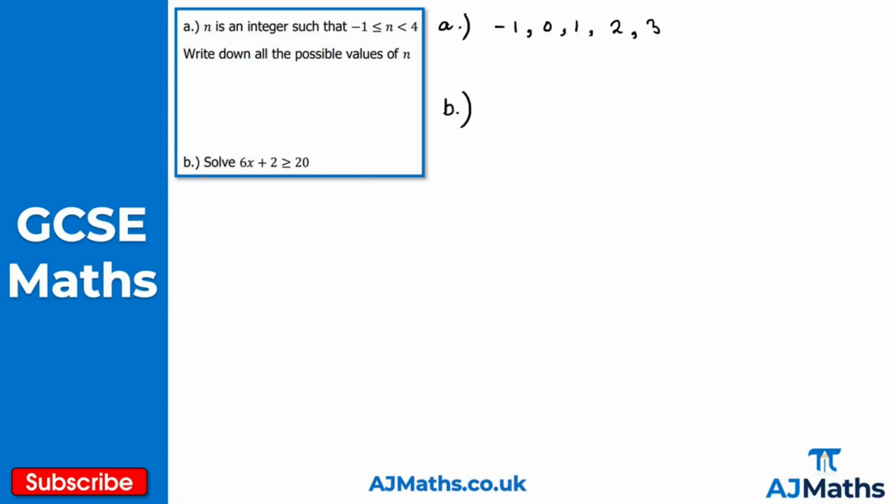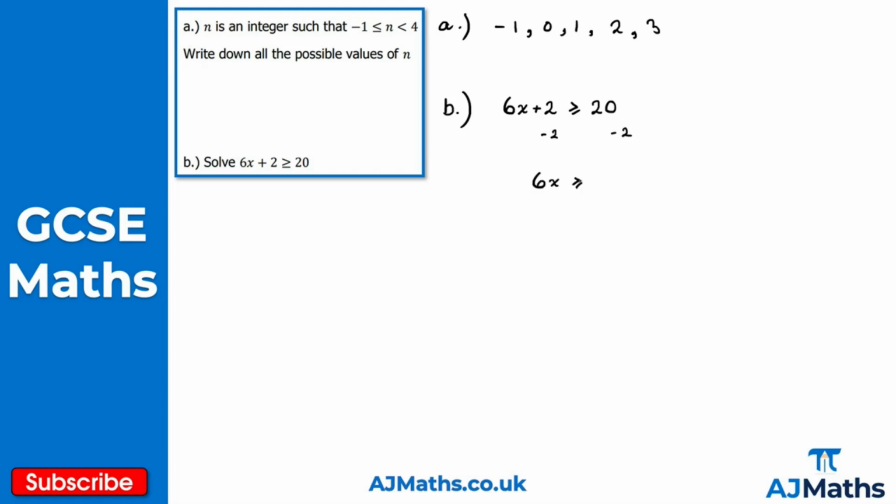We have to solve this inequality here, so I've got 6x plus 2 greater than or equal to 20. So solving inequalities here, remember we treat this just like an equation. So I'm going to balance this inequality here. So to begin with here, I'm going to subtract 2 off both sides. -2 off both sides. So on the left hand side that will give me 6x.